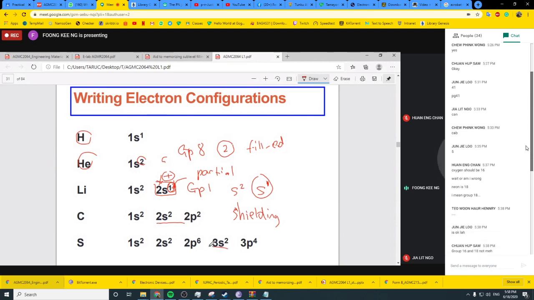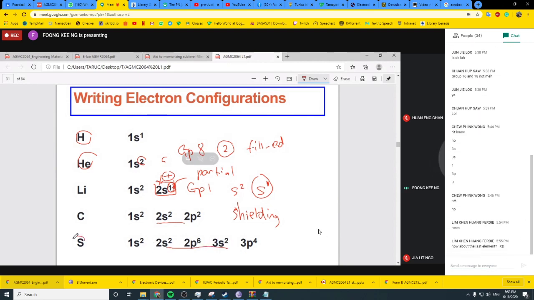Let's look at here. What symbol is this? What element is this? Sulfur. Sulfur has how many electrons? 2, 2, 6, 10, plus 2 and 4, 16. Check out your periodic table. Is it 16? Yes. All right.